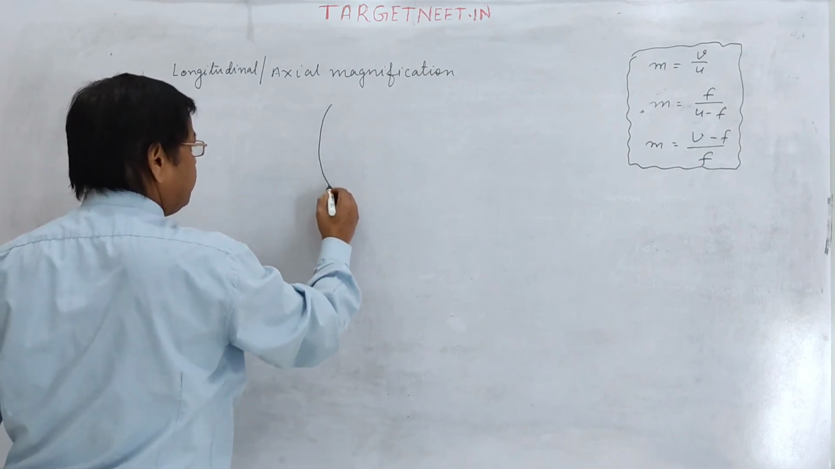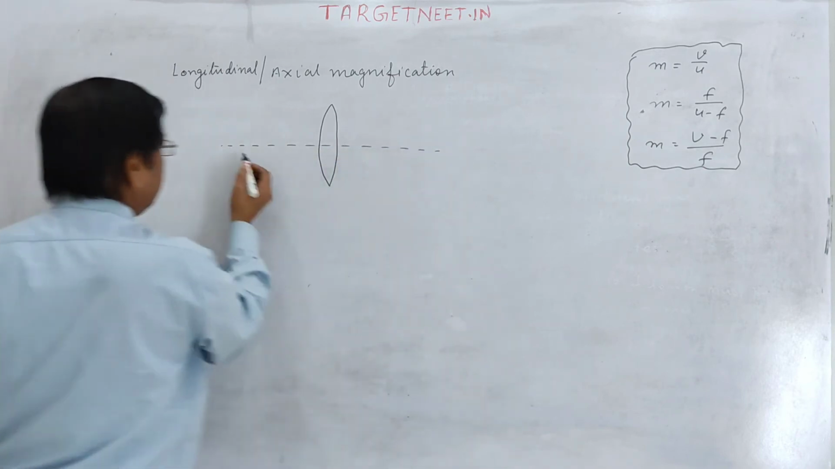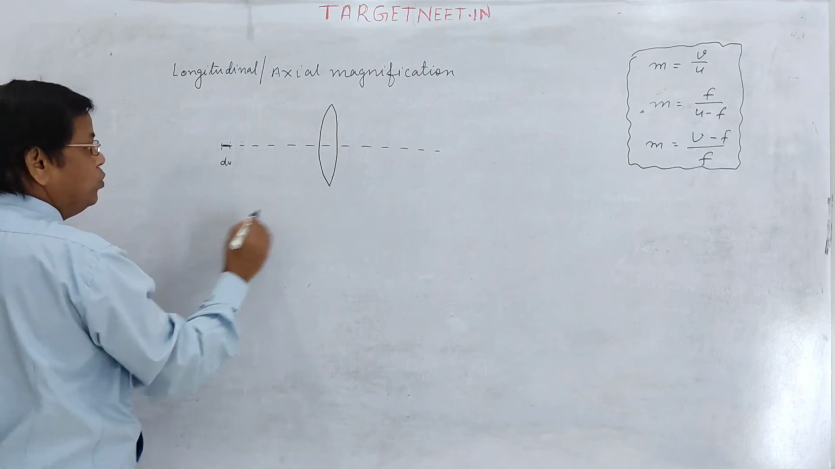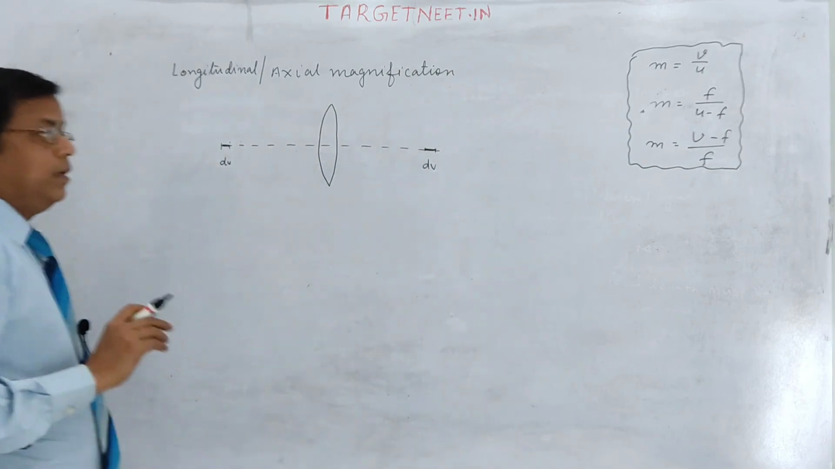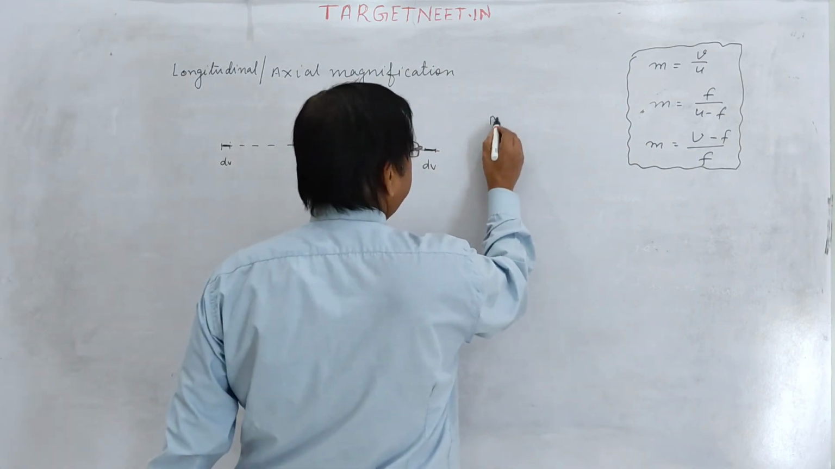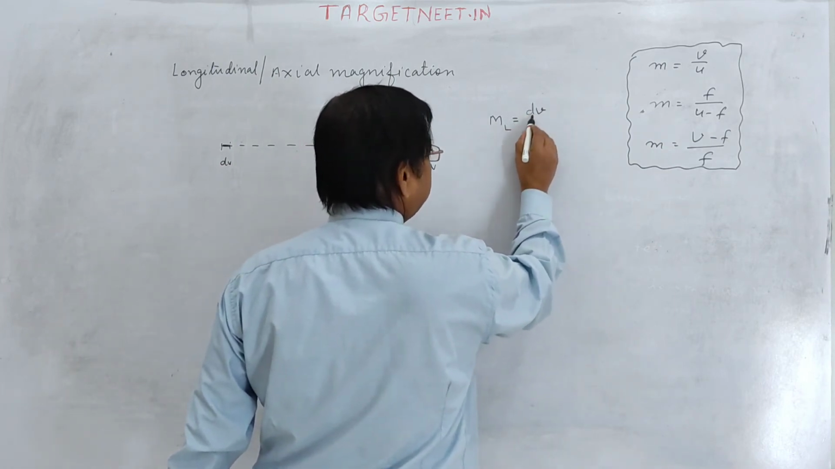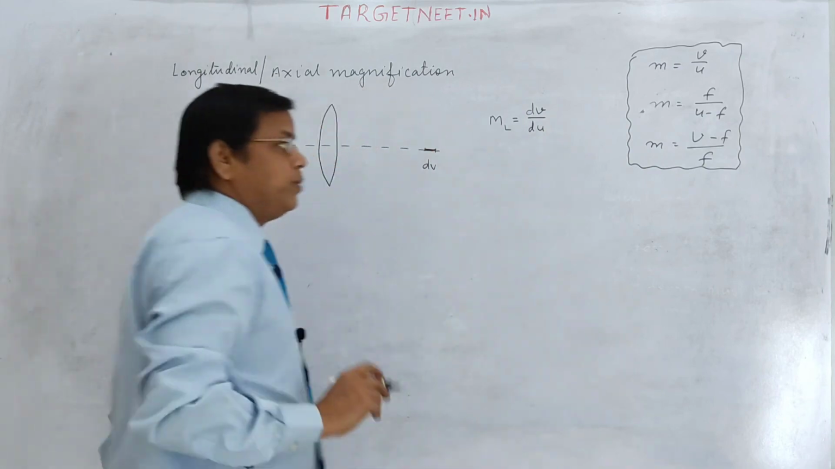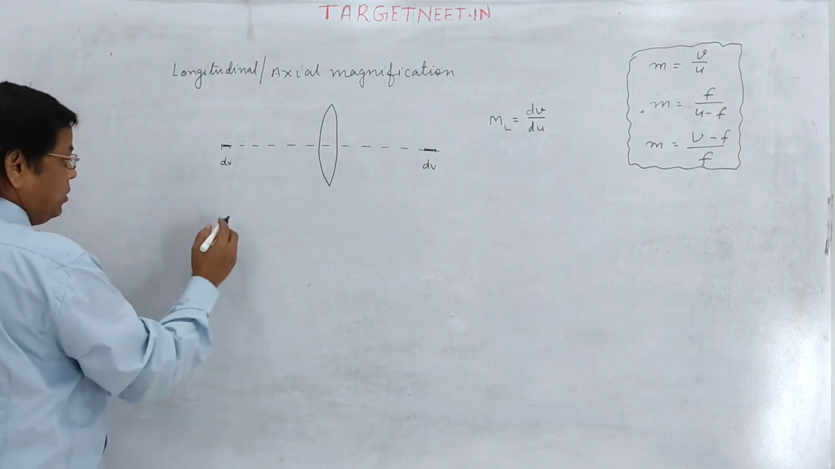Suppose this is a lens and the length of the object is like this. So this is the length of object and here it is du. Suppose the image is like this, its length is dv. Then what is dv over du? This we have to find. Longitudinal magnification M subscript L is the ratio of the length of image along the principal axis to that of the length of object along the principal axis. This is the definition. So let us see how it comes.